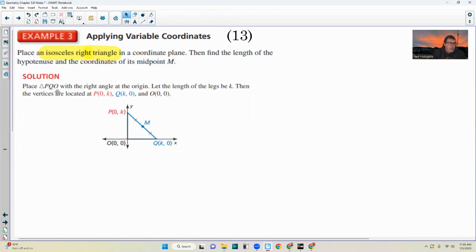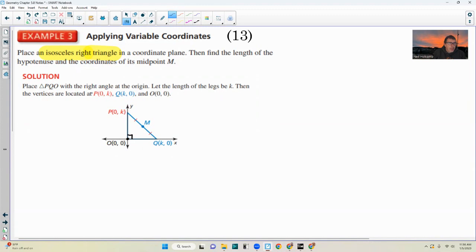Solution: place triangle PQO with the right angle at the origin. So there it is. Always use the origin for one of your vertices and put one side on the x-axis or y-axis. So since this is a right triangle, then both legs are going to be on the x and y axis respectively. Okay, so let the length of the legs be k. So this is a distance of k from here down to here, and from here all the way over to here is also a distance of k.